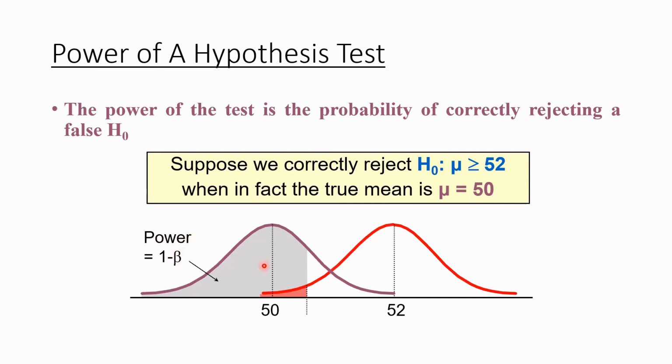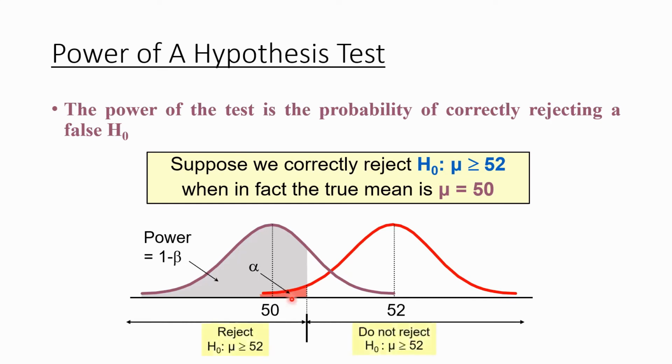Remember, I talked about beta and alpha in the second section of errors of hypothesis testing. So this red area is your level of significance alpha. So you reject H0, which is mu greater than or equal to 52, in this area, if the value comes in this particular gray shaded area, and you do not reject your H0 if the value comes beyond this particular critical value over here.